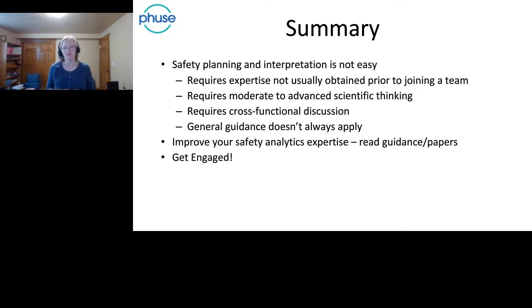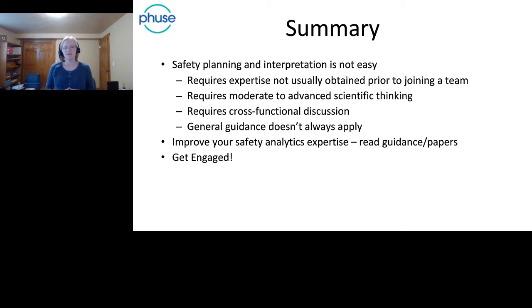It does require expertise that you don't get from school, or from a previous job. It really is special expertise, and it is moderate to advanced expertise. It's not easy to look at safety data, especially integrated safety data. You have to educate yourself on meta-analytical methods to be involved in integrated safety data.